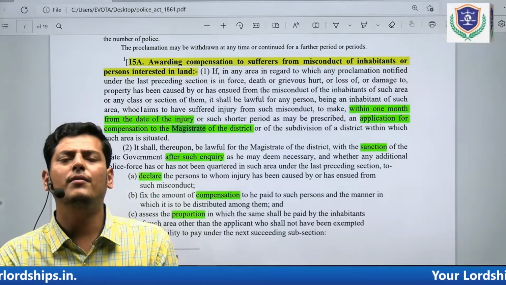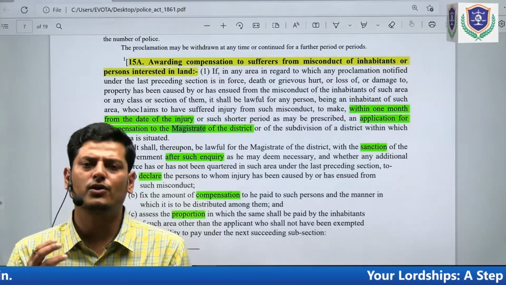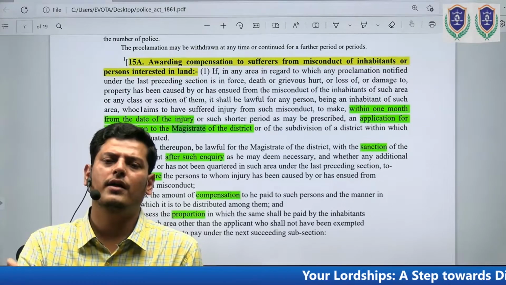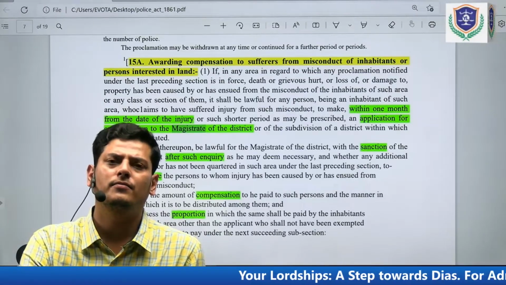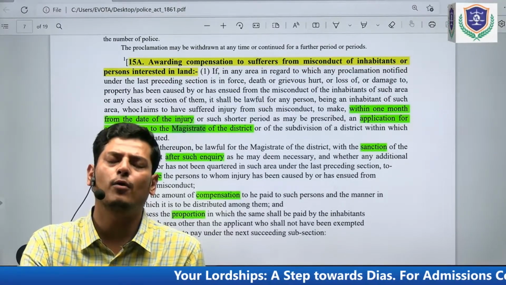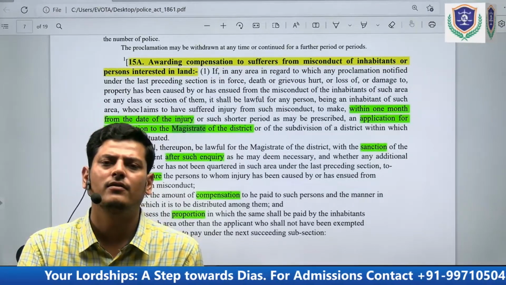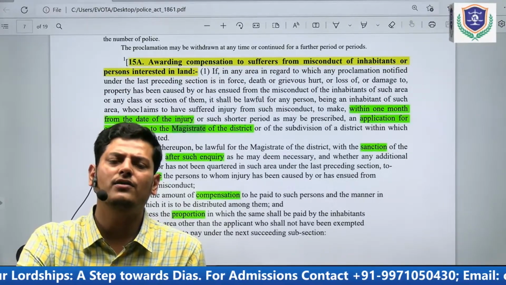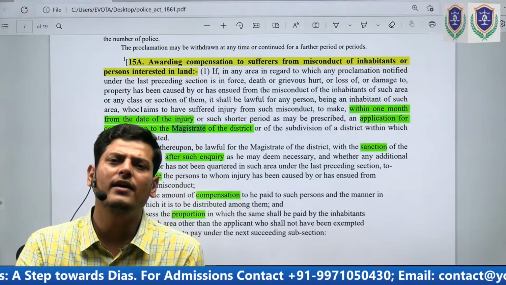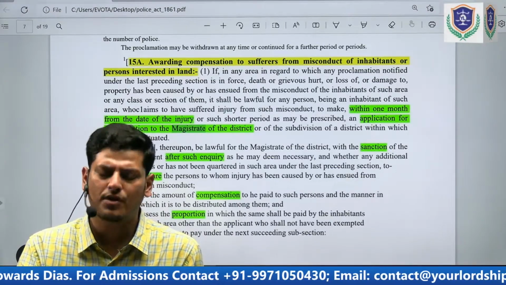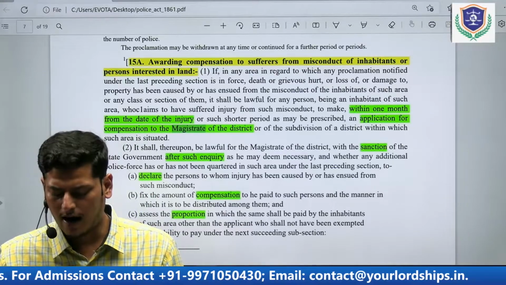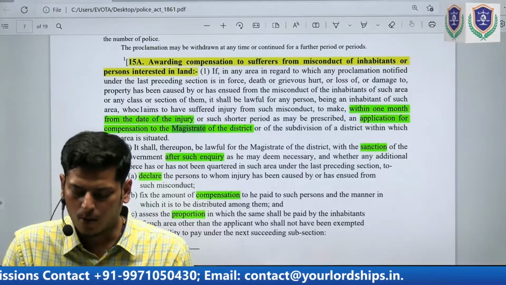So in any such area in respect of which a proclamation has been issued, if any person suffers death, grievous hurt or loss of property due to misconduct of any inhabitant, then when a person has suffered such an injury, he can make an application to the magistrate to recover the loss, and accordingly he can claim compensation as well.